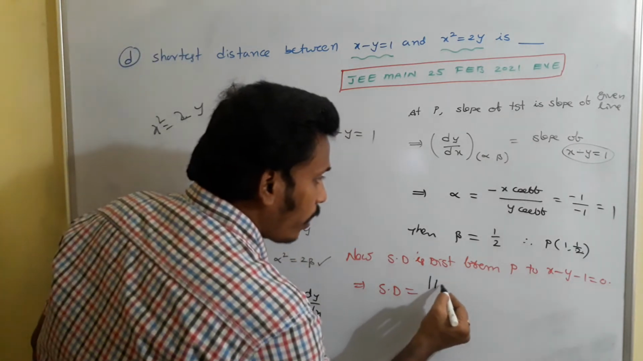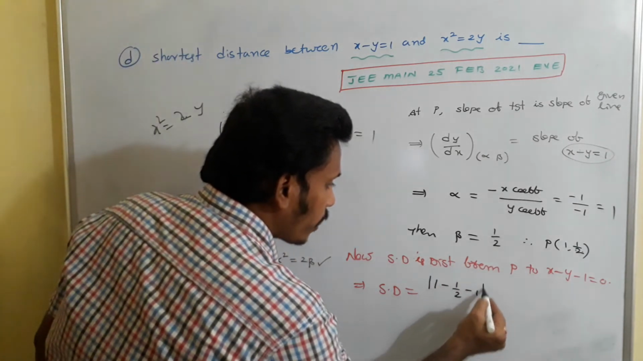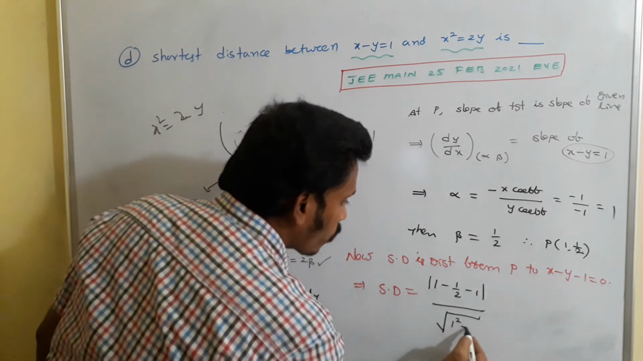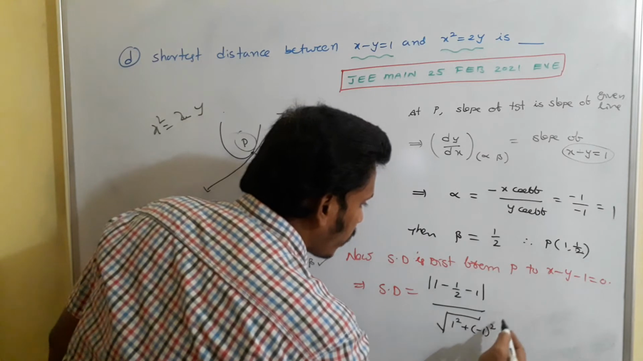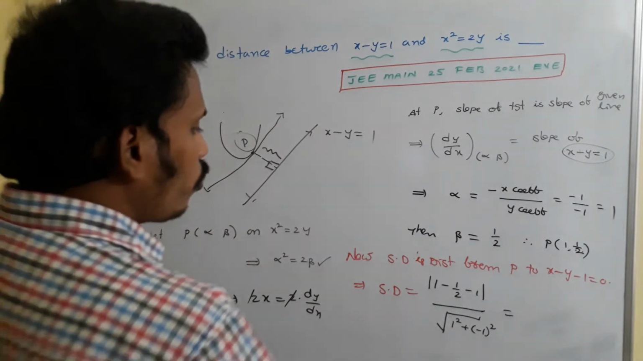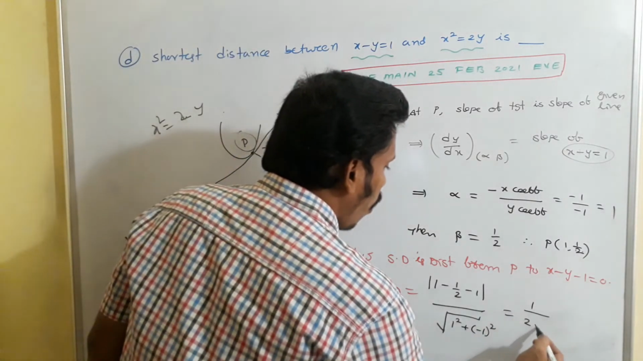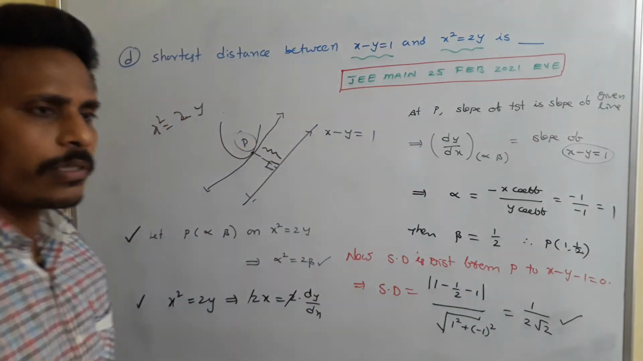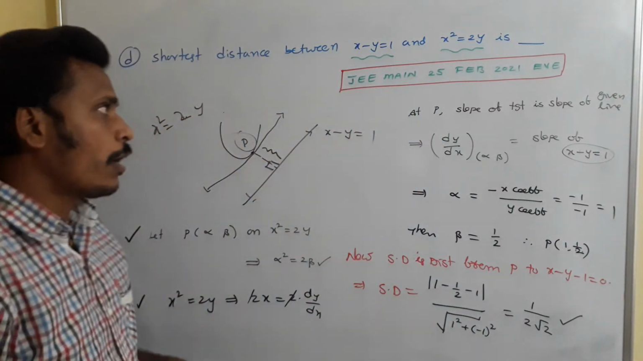So x with 1, y with 1 by 2, minus 1, divided by root of x coefficient square, which is 1 square, plus y coefficient square, which is minus 1 square. So how to simplify? 1 and 1 will get cancelled. This is 2 root 2, and your shortest distance is 1 by 2 root 2. That is the problem, that much simple. Just have a look, right?